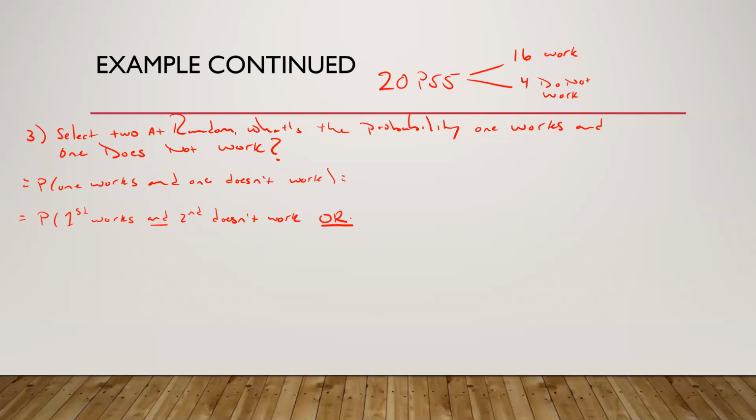Or what's the other way you can get one? You can use the complement. I'll show you the answer, and I'll show you another way to do it in a second. So look, I want one that works and one that doesn't work. So one way you can do this is the first works and the second doesn't, or the first one you select doesn't work and the second does.